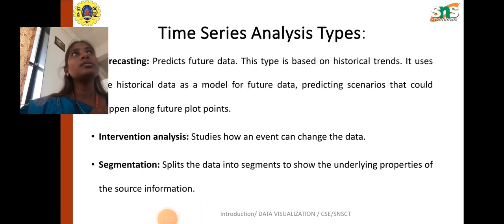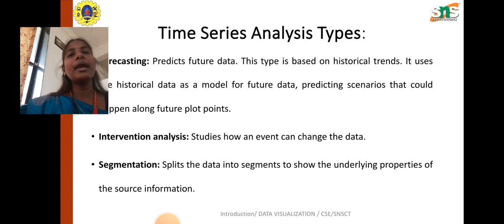The next one is forecasting. Here we predict the future data. The basic raw data we collect will be analyzed with the help of machine learning, deep learning or artificial intelligence. That is called forecasting.